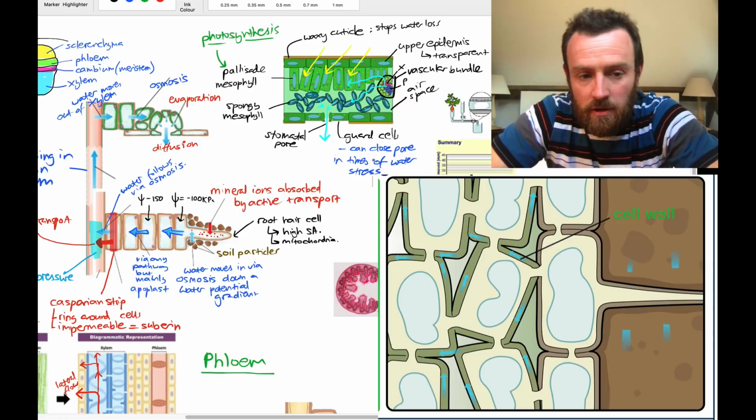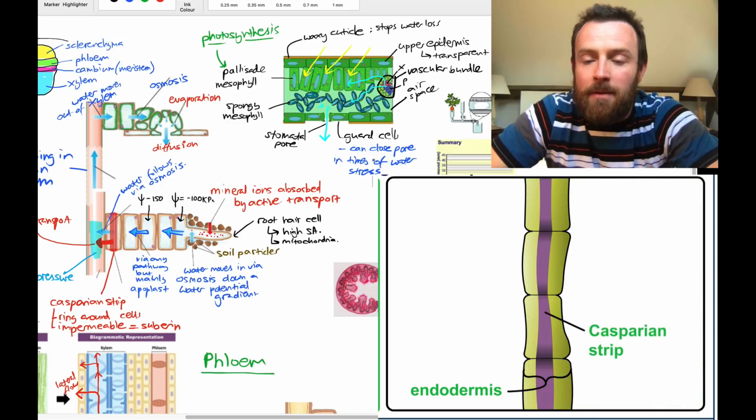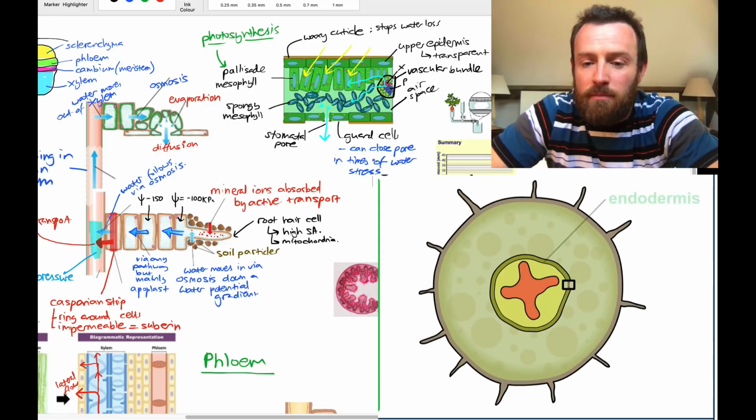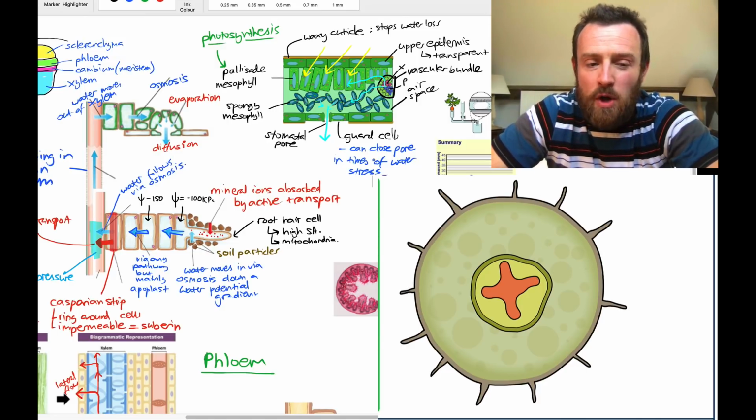Now that carries on through the symplast, down the apoplast, all the way till we get to this endodermis layer. The endodermis layer has the Casparian strip, which blocks the apoplast pathway, and there is that protein called suberin that kind of makes that cell wall impermeable. This allows the active transport of mineral ions into the vascular bundle so that there is a high concentration of solutes there and a low water potential, which means that water will flow into that vascular bundle via osmosis.